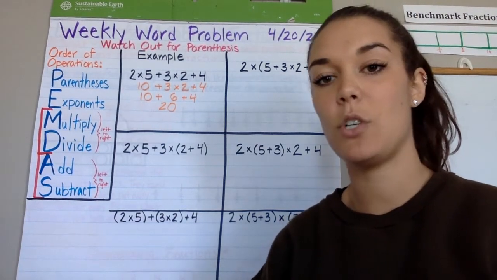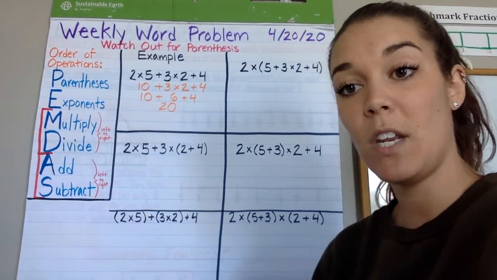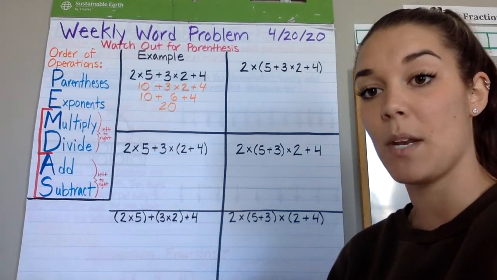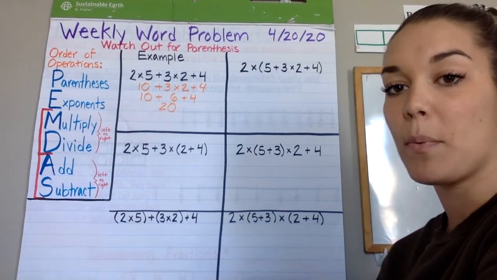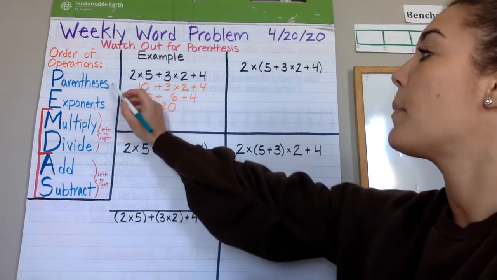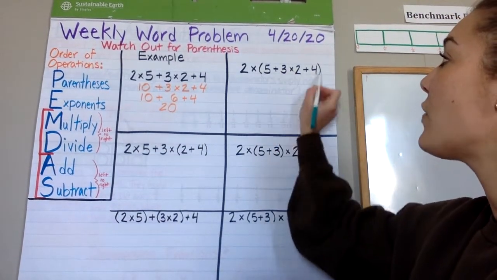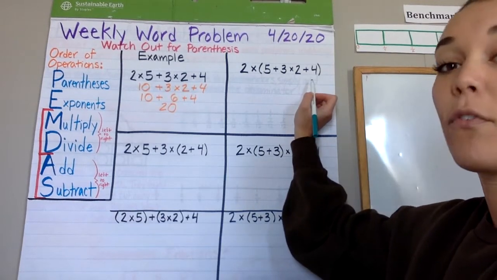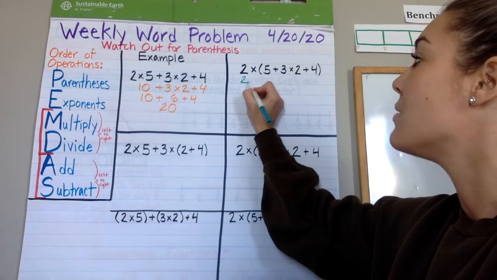I'm going to also do this example with you, okay? You're going to review it with me in this video, and then, lucky for you, you can type it into your doc after, okay? So we're going to look at our order of operations. Do we have any parentheses? Yes, we do. So we have to do everything that's in the parentheses first, okay?